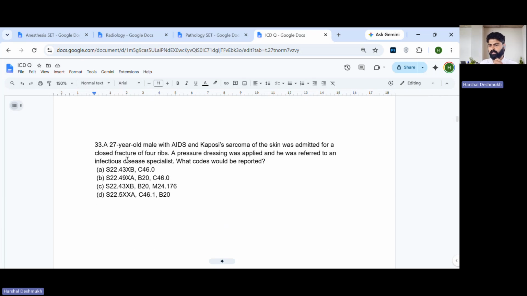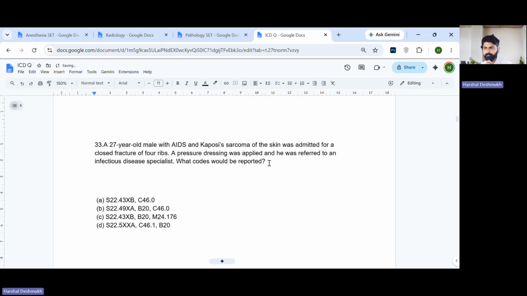A 27-year-old male with AIDS and Kaposi's sarcoma of the skin was admitted for a closed fracture of 4 ribs. A pressure dressing was applied and he was referred to an infectious disease specialist. What codes would be reported here? There you go. Another 3 to 4 minutes you have to answer the question.